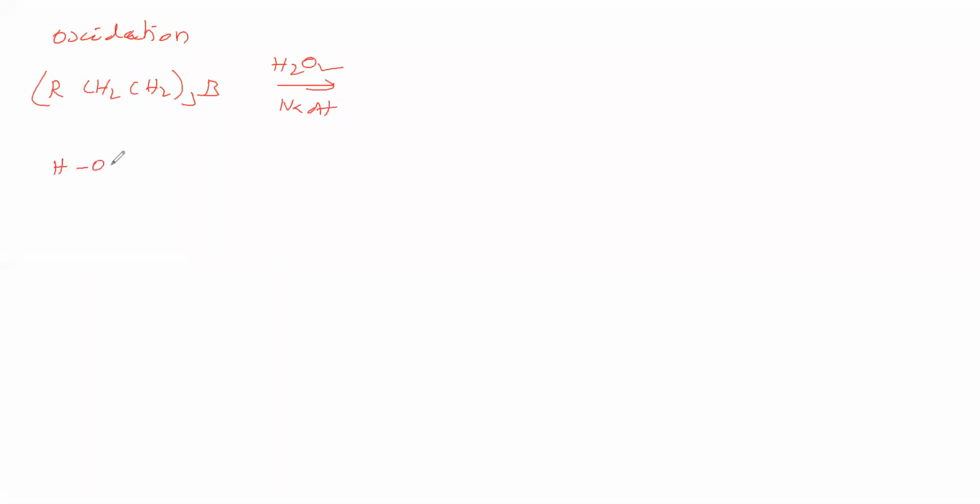Now hydrogen peroxide we can write like this, and sodium hydroxide we can write like this. What happens is that water is removed. Therefore, hydroperoxide is produced. This hydroperoxide is attacking this trialkyl borane.